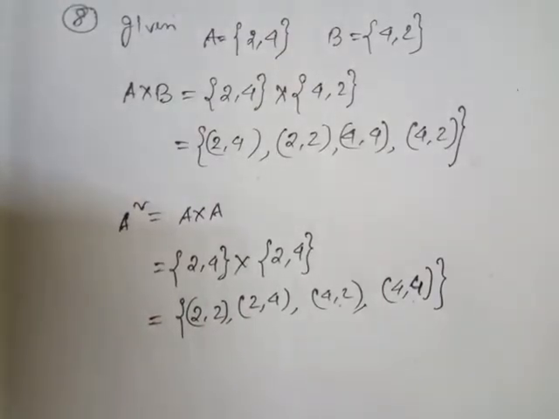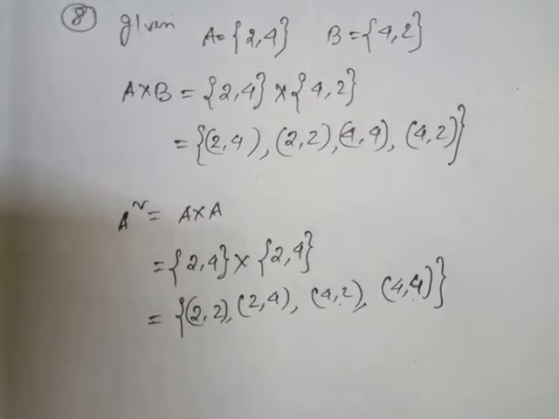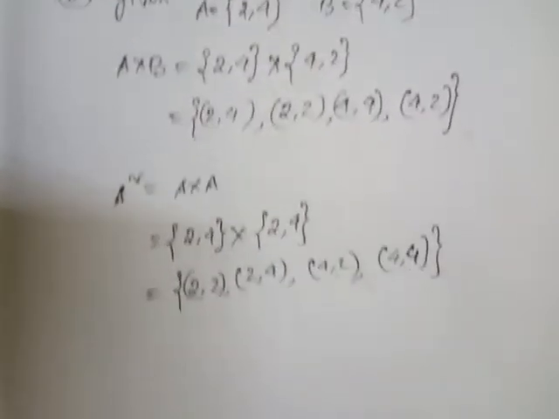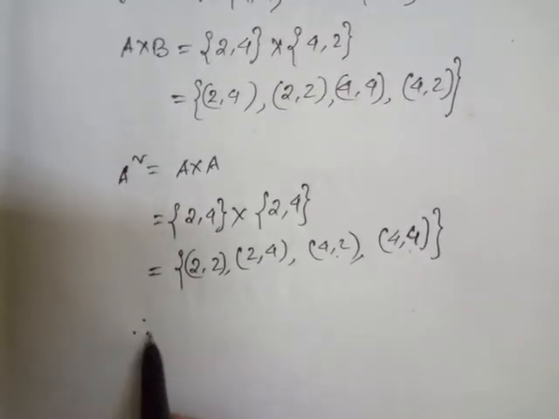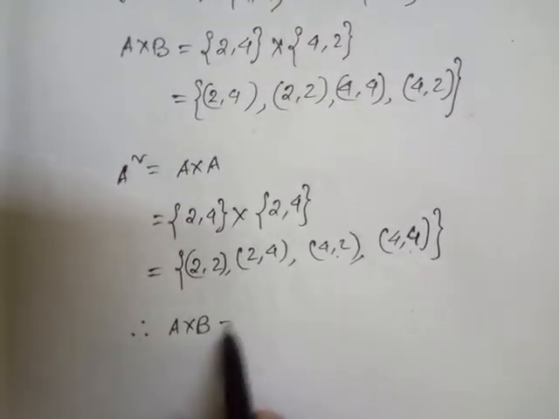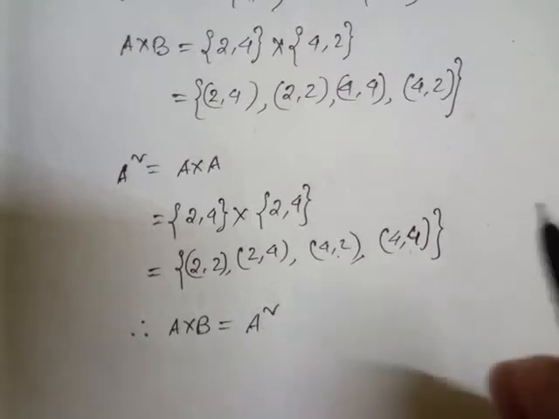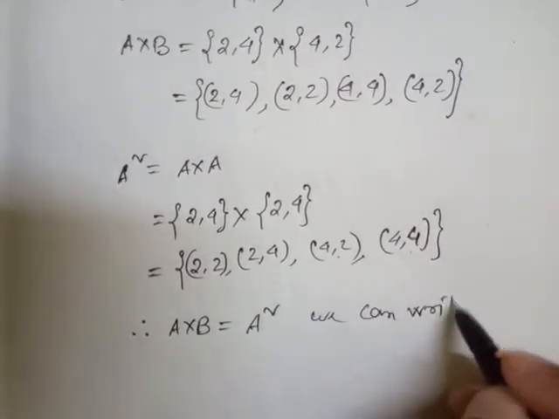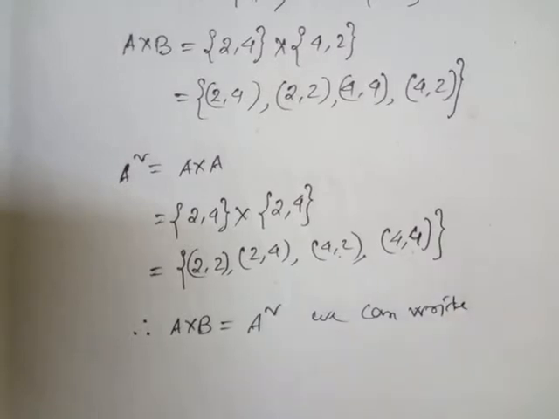We can say that all the elements of A × B are equal to A square. So finally I can write here, therefore A × B = A², according to the question actually.